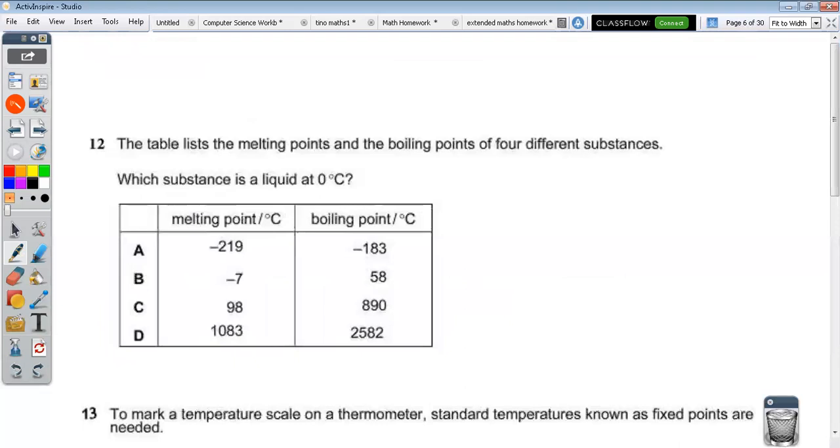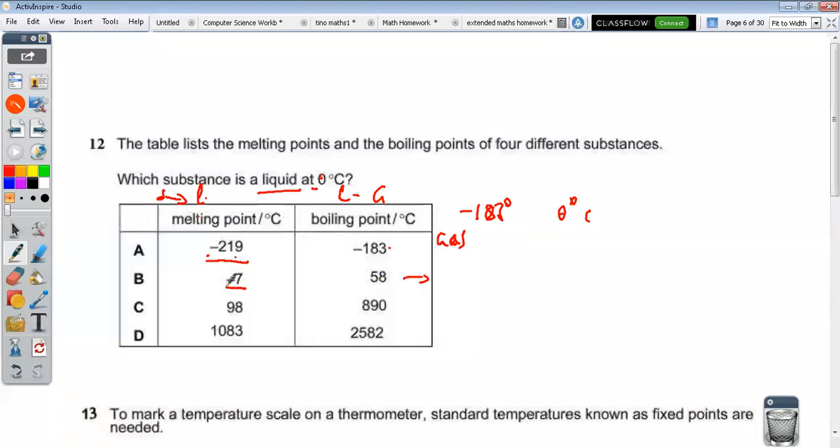Okay, number 12. The table lists the melting points and boiling points of four different substances. Which substance is liquid at that temperature? Melting is solid to liquid, and boiling is liquid to gas. So let's apply. At this negative temperature it turns to a liquid, then it turns to a gas at minus 83 degrees, which means at 0 degrees it's still a gas. Even at 20 degrees, it's still a gas. Clear?